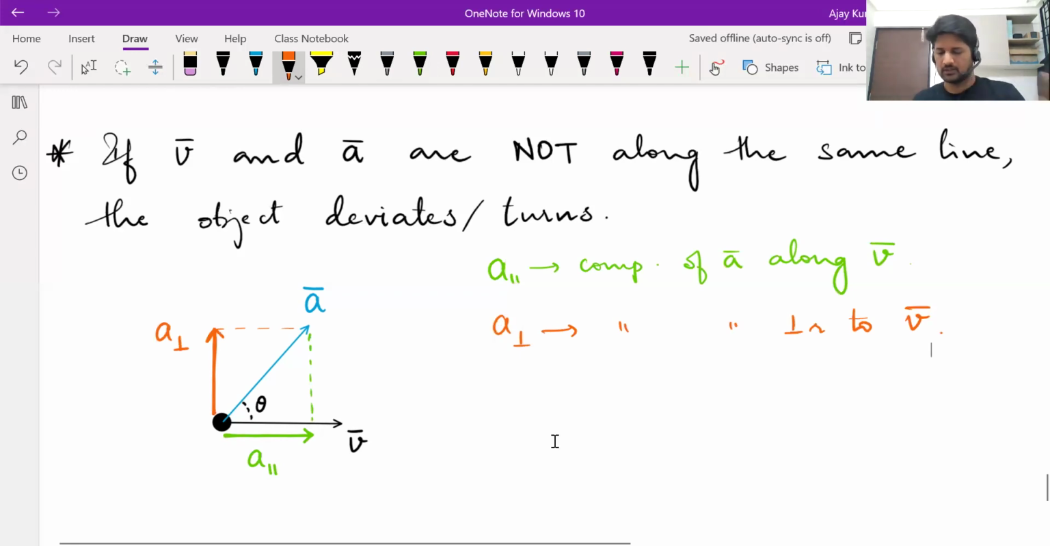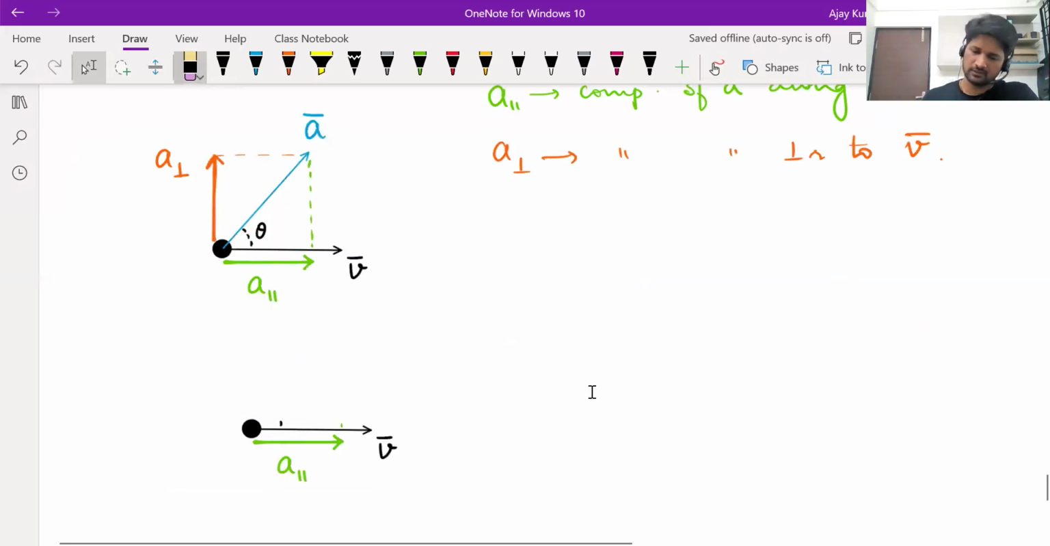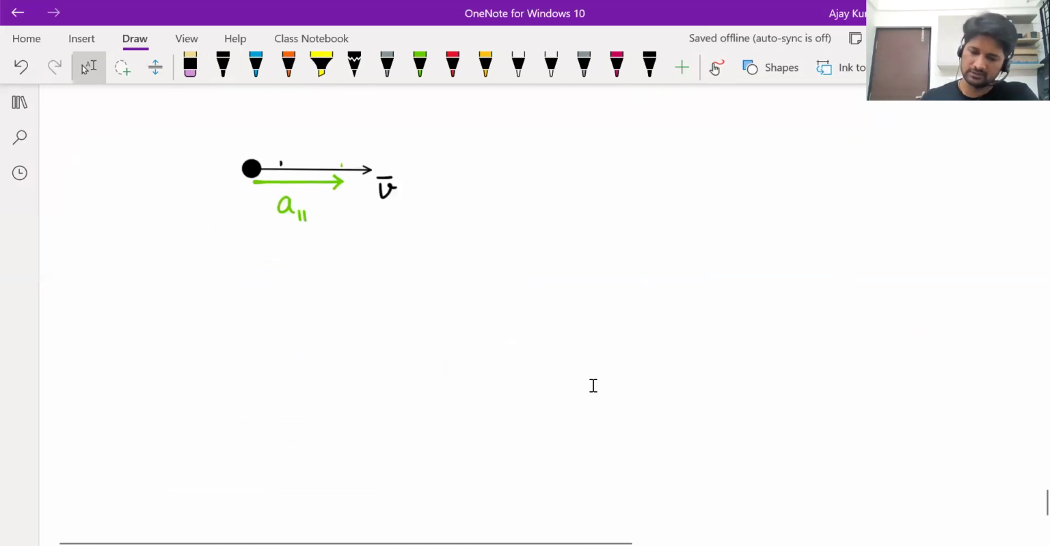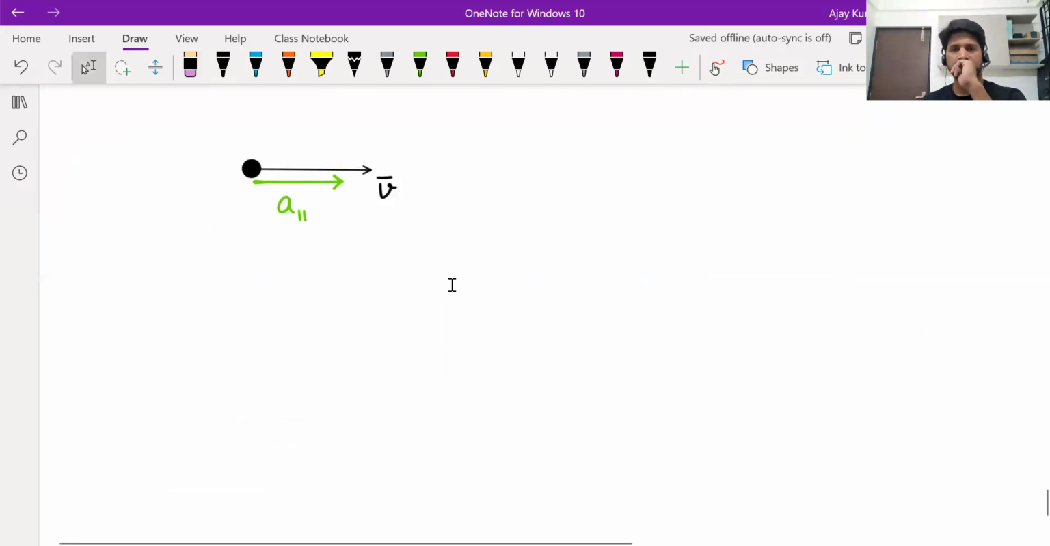Now, you all tell me, what will happen to the object if only this was there? Only this means only parallel acceleration was there. Forget, ignore the upper diagram, consider only this. Velocity is to the right, parallel acceleration is also to the right. What will happen to the object? Will it deviate from the line on which it was traveling? No, sir. It will not. Direction won't change, but speed will change.